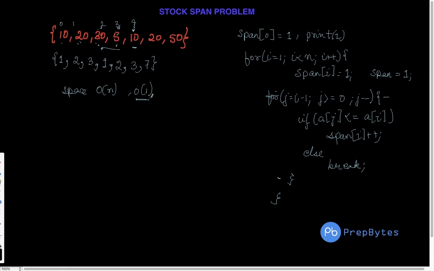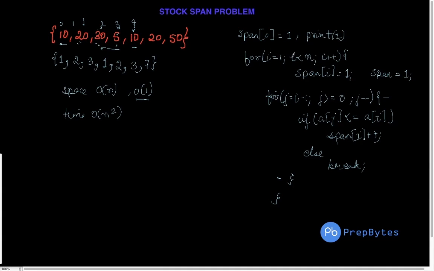In the worst case, it might be that the prices are in increasing order. In that case, the time complexity will be O of n square, because for every day, the loop is going to run completely. For this place the complete loop will run, for this place this complete loop will run, so the worst case time complexity will be O of n square. So now we have seen the brute force approach, and now let's say we have to optimize it.